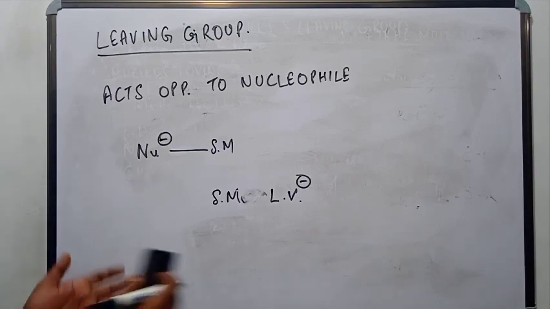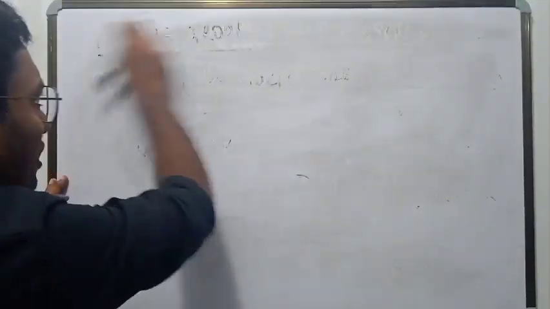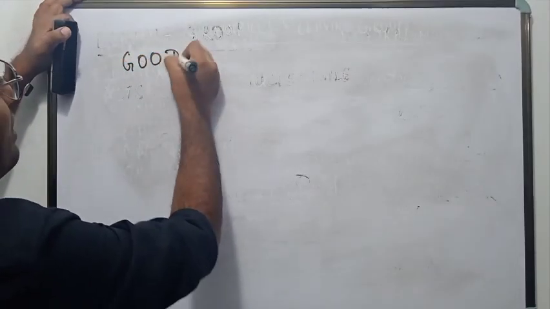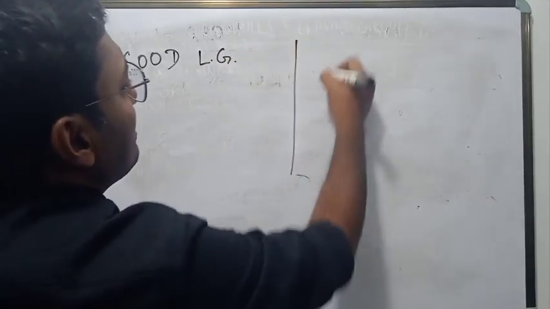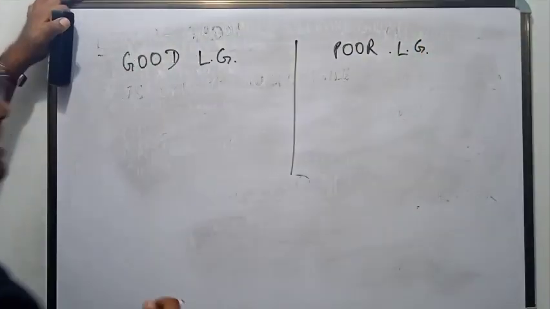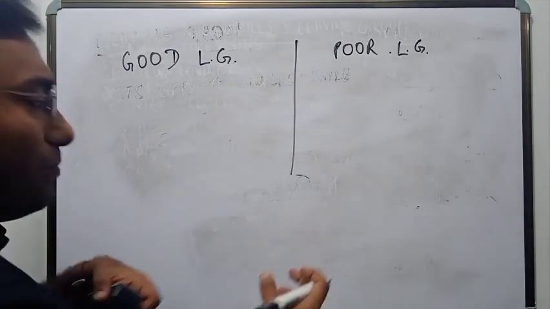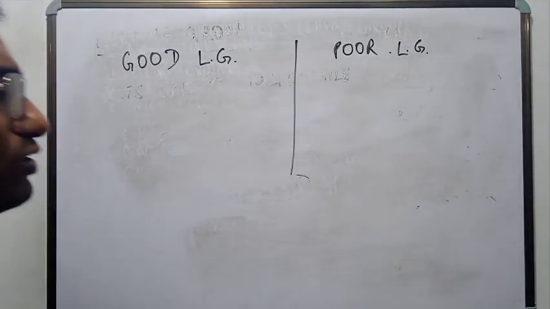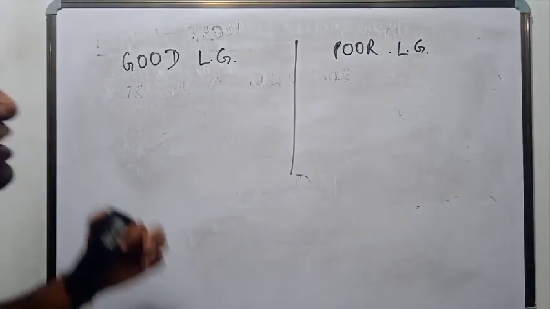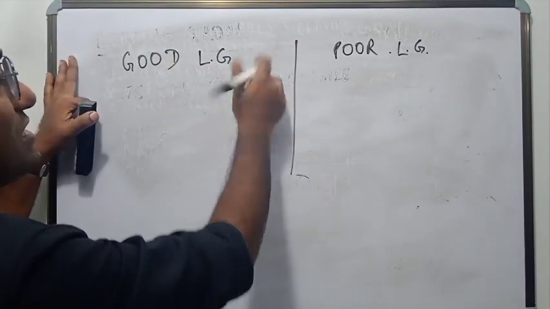Let us now understand the types of leaving groups. Leaving groups are of two types. One is a good leaving group. The other is a poor leaving group. So what is a good leaving group? A good leaving group is the species which can break the bond and withdraw the electron. It breaks the bond from the substrate molecule by withdrawing its electron at a faster pace. Correct? All of that happens very fast. That is a good leaving group.